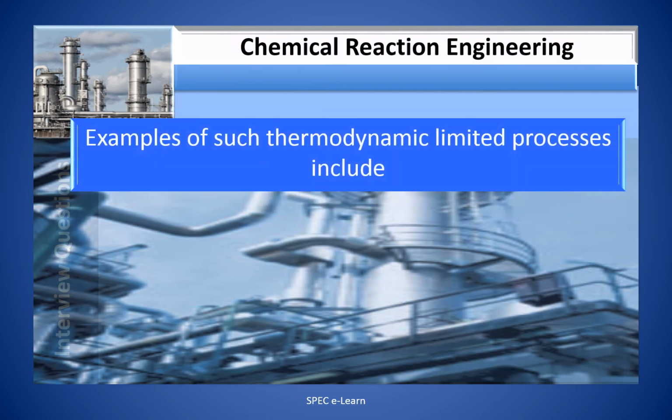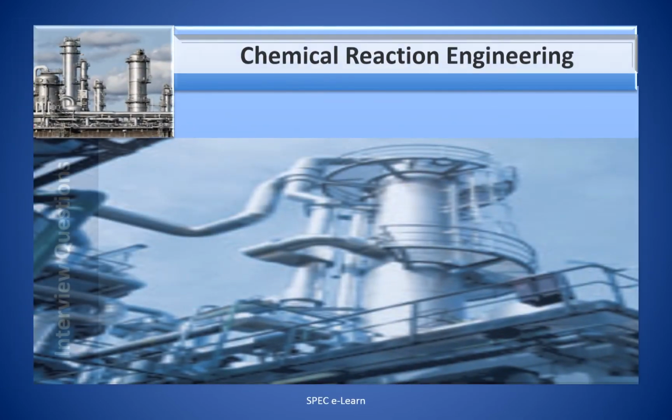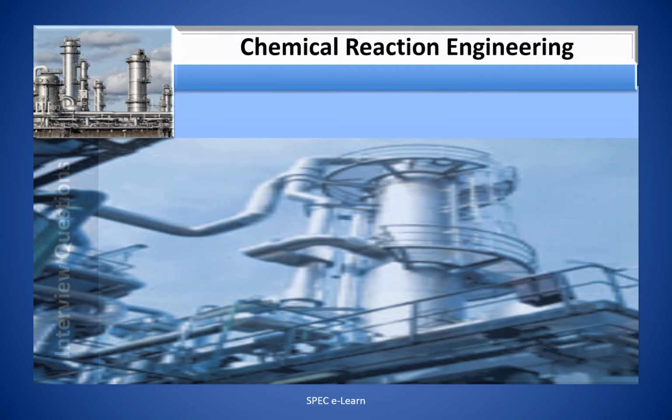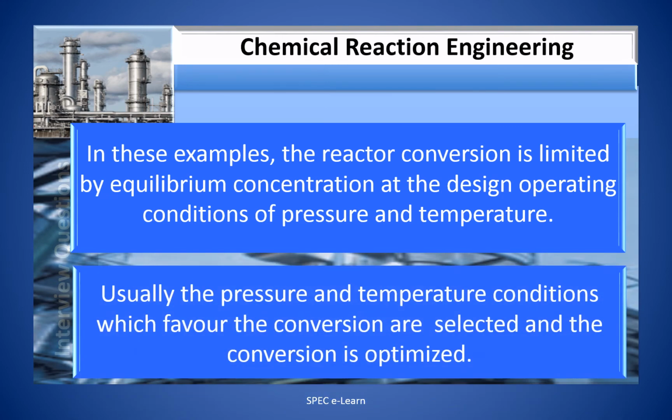Examples of such thermodynamically limited processes include propane dehydrogenation, ammonia synthesis, and methanol production. In these examples, the reactor conversion is limited by equilibrium concentration at the design operating conditions of pressure and temperature. Usually, the pressure and temperature conditions which favor the conversions are selected and conversion is optimized.